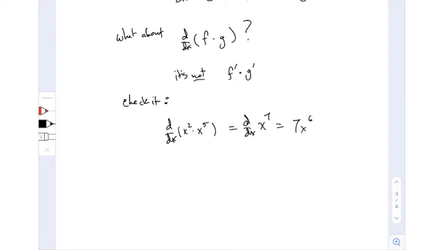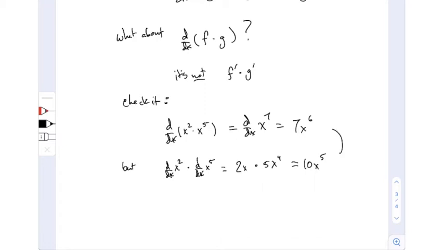But what if I was being foolish and I just did the derivative of each one separately? The derivative of x squared separately, the derivative of x to the 5? This is a bad life choice. The first one would be derivative of x squared is 2x, right? And then the derivative of x to the 5 is 5x to the 4. And if you put that together, you get 10x to the 5. They are not the same, all right?